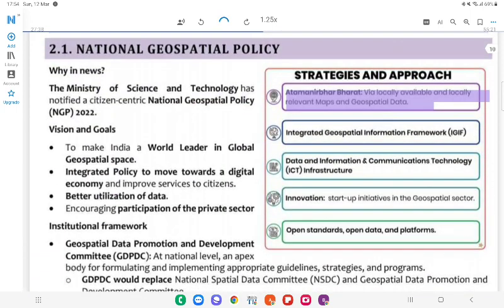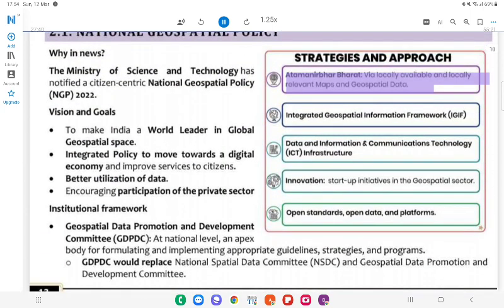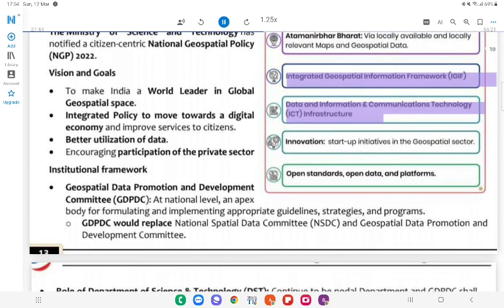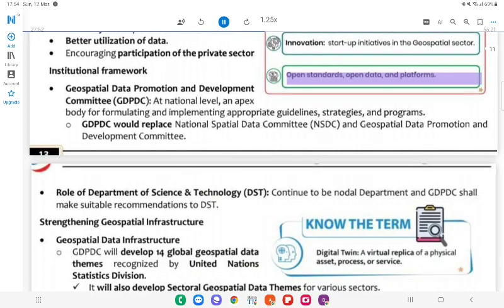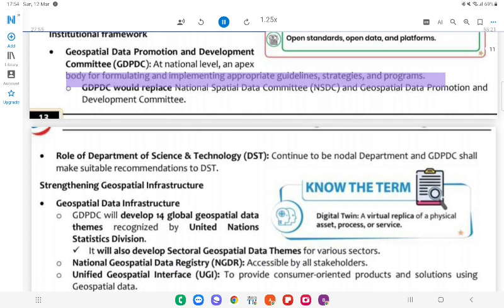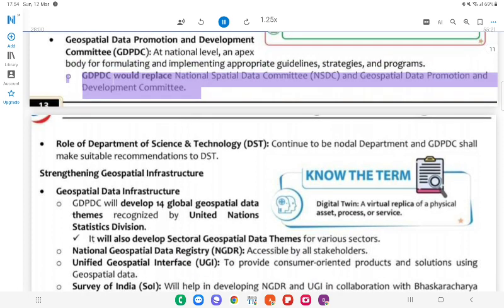Strategies and approach: Atmanirbhar Bharat via locally available and locally relevant maps and geospatial data. Integrated Geospatial Information Framework, IGIF, data and information and communications technology, ICT, infrastructure. Open standards, open data and platforms. Body for formulating and implementing appropriate guidelines, strategies and programs. GDPDC would replace National Spatial Data Committee, NSDC, and Geospatial Data Promotion and Development Committee.